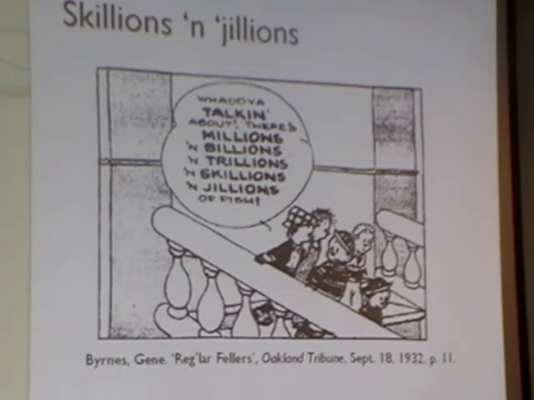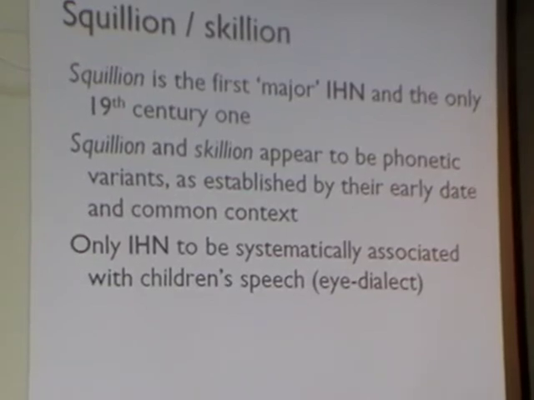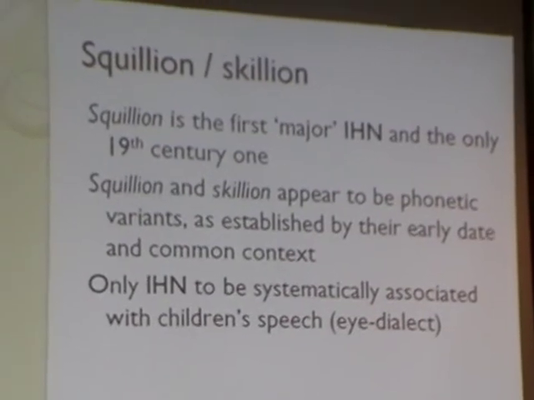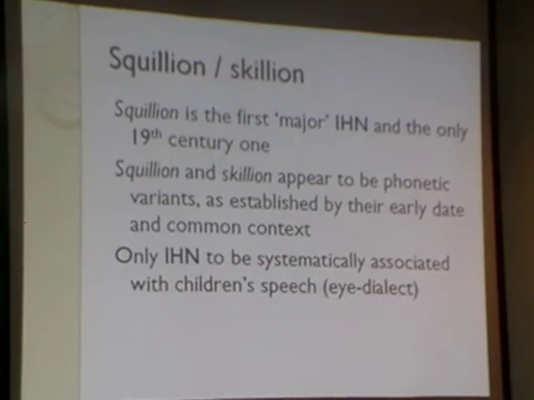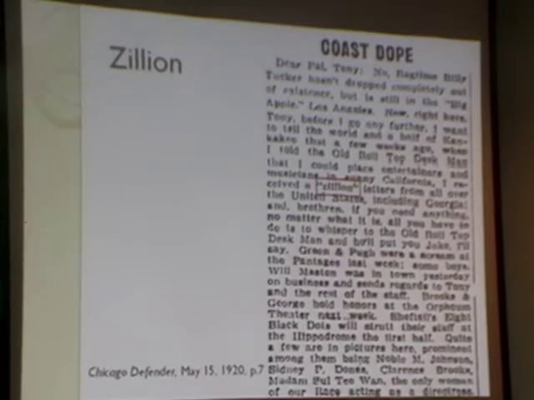I think the thing about skillion and squillion that is most notable, first of all, of course, is that they're so early. And squillion is the only 19th century major IHN. And I think that they're just variants of one another, which is established by their early date and their common context. These are the numerals that are being used to describe children's speech. But now I'm going to take you into some other IHN and show you how it can be quite different. So let's talk about zillion.